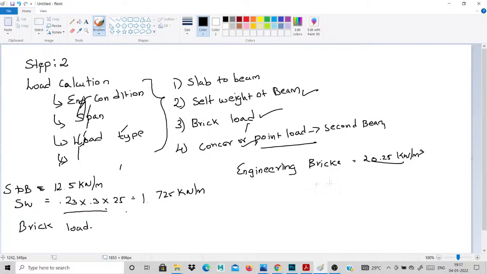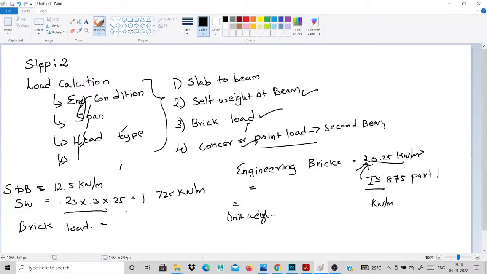Then how do I take my engineering brick value? I take it from IS 875 part 1. Yesterday I told you how to take the self weight for all materials. You take that from IS 875 part 1. All the bricks are available there, and you take this 20.25.